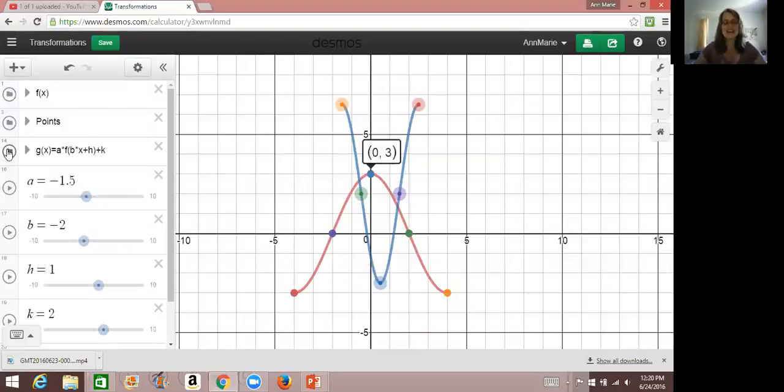Okay. So I want you to be able to understand how we did this and what direction everything moved. Desmos can help you. Practicing is how you do this.